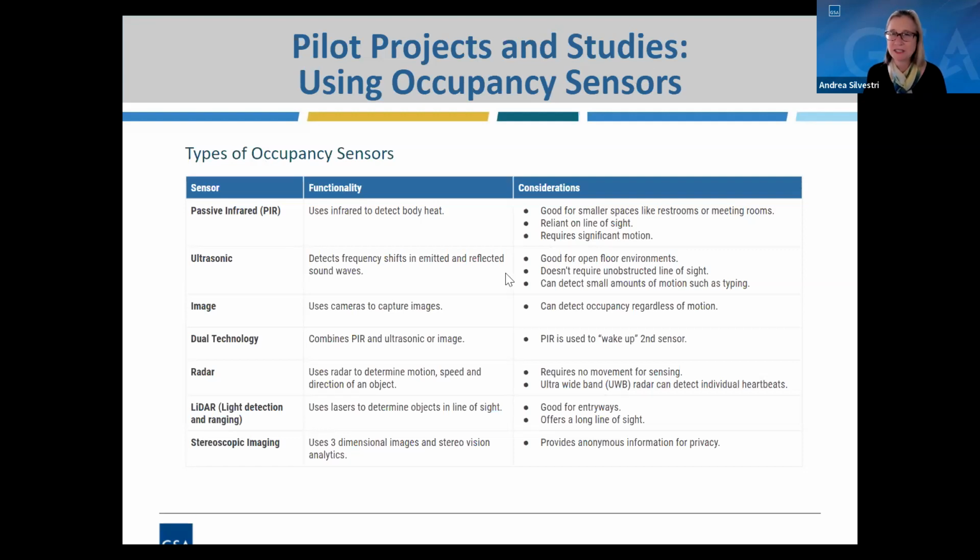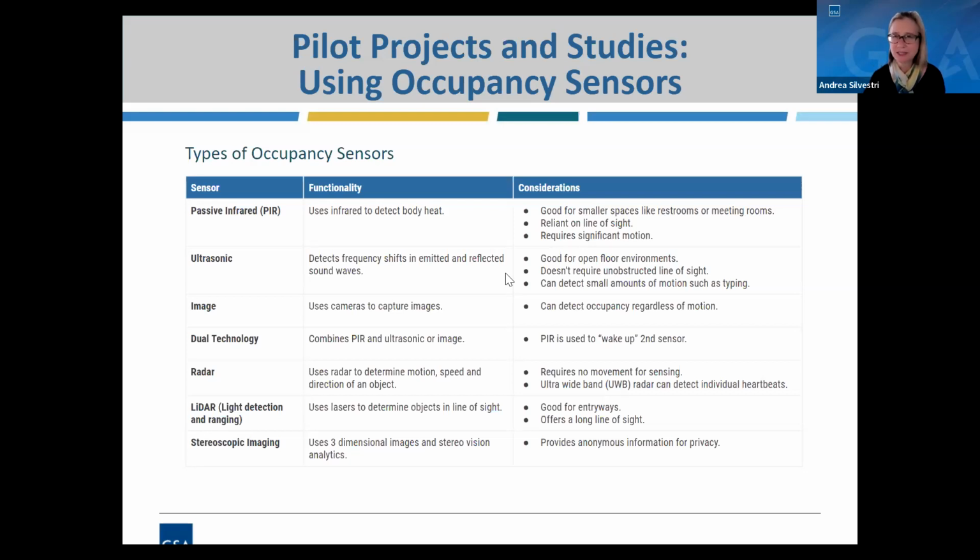But there are other kinds of sensors that don't require that movement, like an ultrasonic sensor. It's good for an open floor environment, doesn't need an unobstructed line of sight, and it can detect really small amounts of movement, like typing. There are radar sensors out there that also don't require movement. The ultra wideband radar is so sensitive it can detect individual heartbeats.